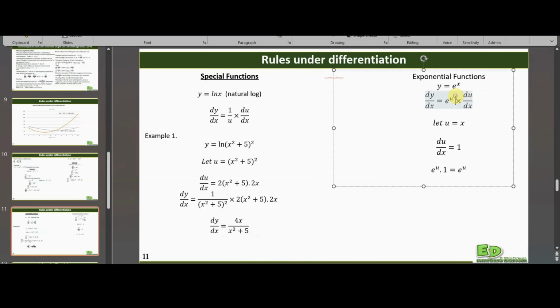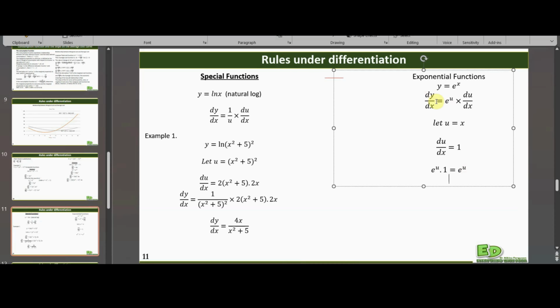And we have what is called the exponential function. Under the exponential function, which is also a special function, we can have something like y equals e to the power x. The idea is that anytime you have an exponential function, if we differentiate that exponential function, you get the same answer. So if you differentiate y equals e to the power x, you get e to the power x.